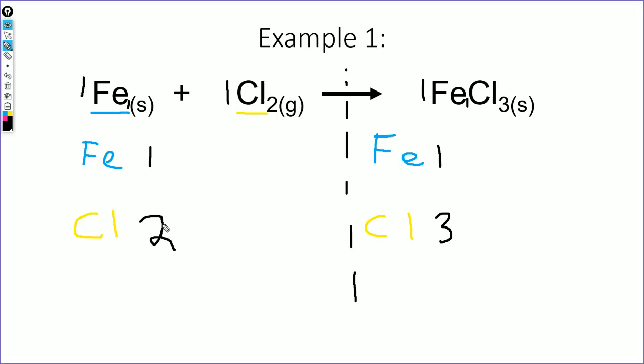This is the smaller number, so let's increase it. I'm not going to be able to balance it, because if I change this coefficient to a 2 by one step, now I have 2 times 2. Now I have 4 chlorines, right? And that doesn't balance out.